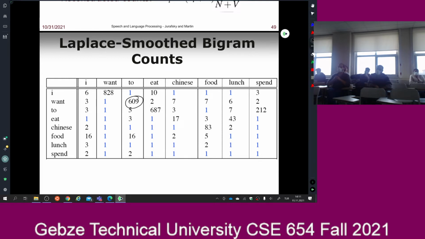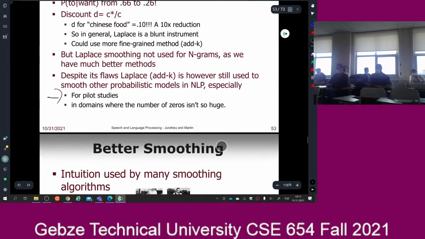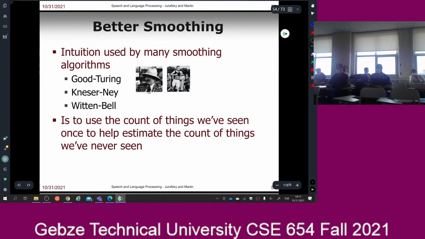Yeah. What are we doing? We are increasing all those zeros to 1, and we have to discount all the others so that the total number of word occurrences will stay the same, right? If you don't have many zeros, then you are not going to add much to those zeros, and the discounts will not be that high. So that's what we are talking about. Laplace smoothing, or add-one smoothing, is not used much, but it's a good introduction. So let's look at a little bit better smoothing methods.